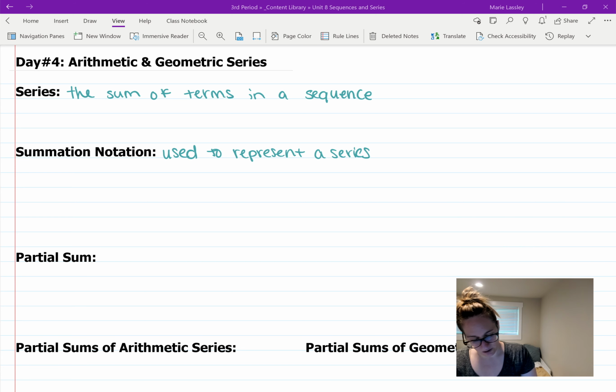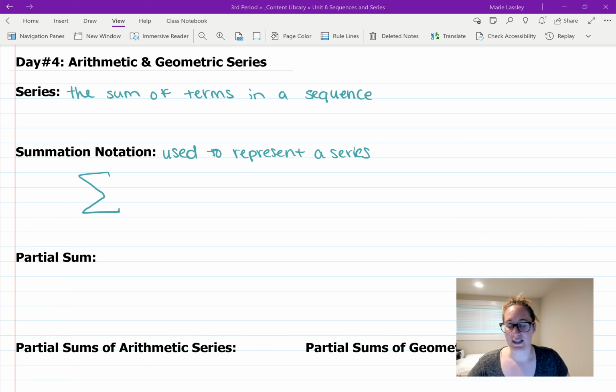You use this symbol, which I'm sure you've seen before, though you might not know what it is. That weird sideways M, capital E looking thing is a summation. I'm guessing it's a capital Greek letter sigma. Anytime you see this big symbol, think sum, think addition. We're adding things. And then there are parts to it.